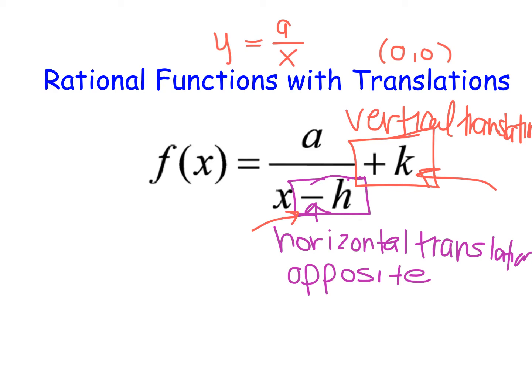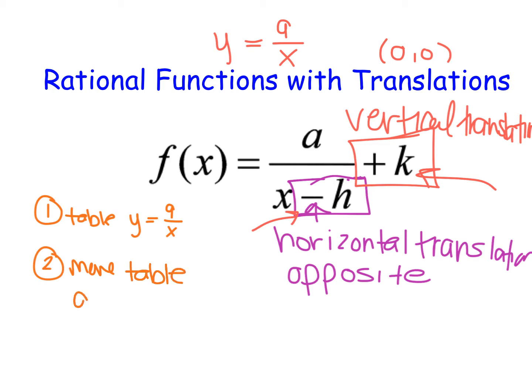Now, as we graph these, we're going to go through the process of starting with just the simple graph. So we're going to originally get a table for just y equals a over x. We're going to ignore the h and k temporarily, get a table for those values, and after that we're going to move that table, as well as the asymptotes, according to h and k.